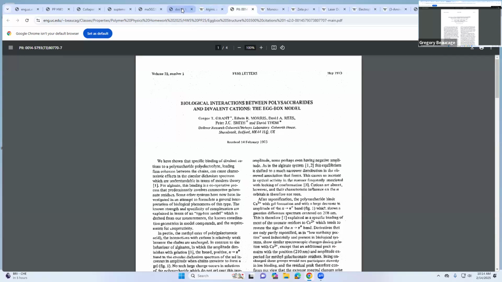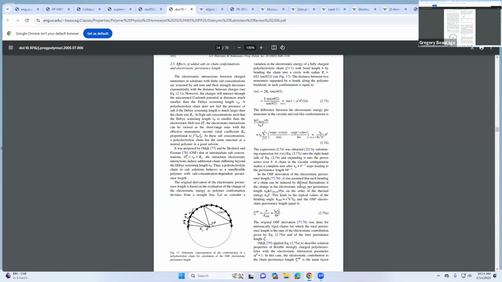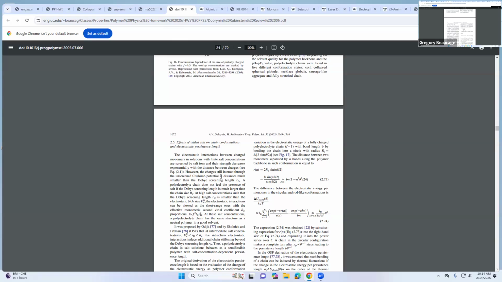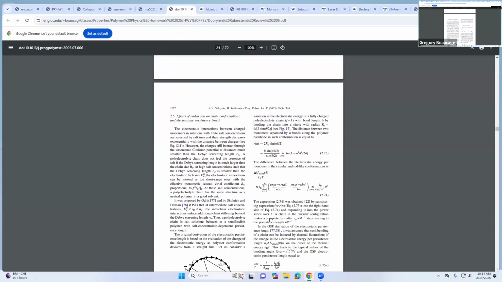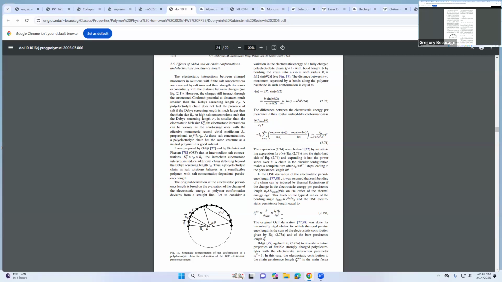This is a paper. It should be... RD is 1 over kappa. So it should be 1 over kappa squared, not 1 over kappa, what he shows here. I didn't notice that, but anyway, he says it agrees with the OSF, which should be this thing. And then you can get the persistence length from it, and then you get the electrostatic, and then I guess you get some other numbers from that.